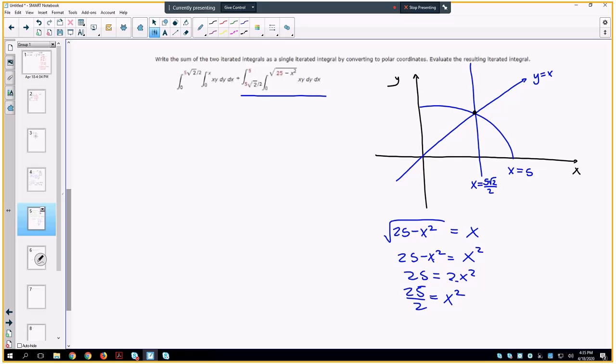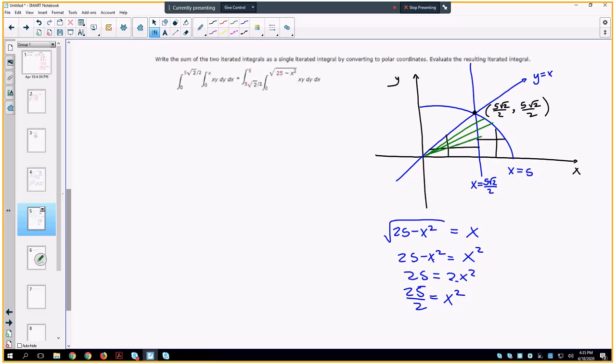This point of intersection of these lines is going to be 5 square root of 2 over 2, comma, 5 square root of 2 over 2, of course, because it lies on the line y equals x. So the region of integration that these two integrals are describing: first I have y going from 0 to the line, x going from 0 to 5 square root of 2 over 2. Next I have y going from 0 to the semicircle, and x going from 5 square root of 2 over 2 to 5.